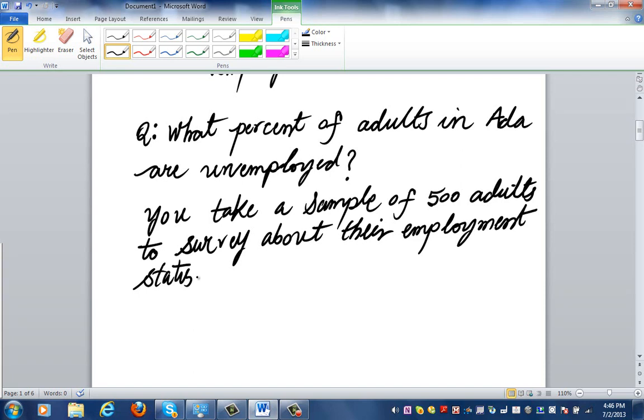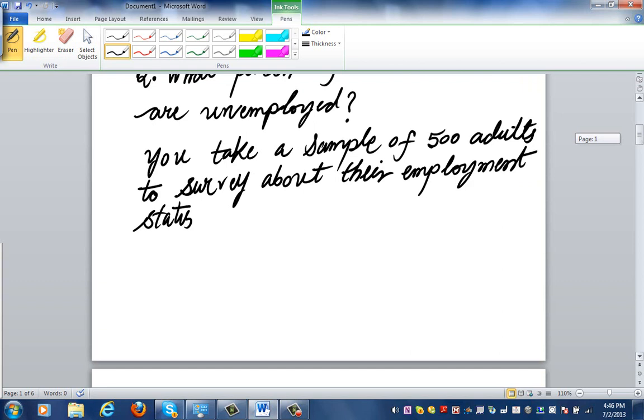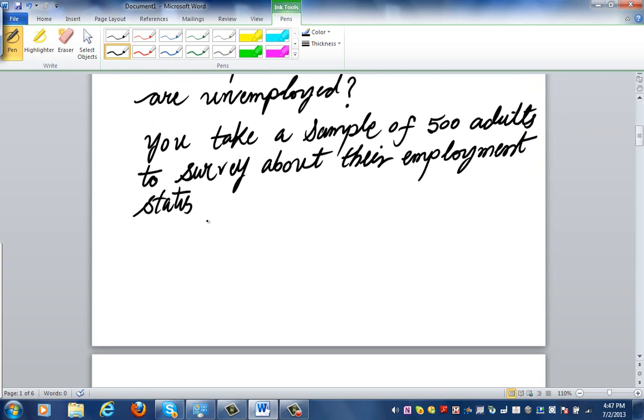And so your survey basically asks, are you employed or not employed? So there are two possible qualitative values for this variable, so we can divide our 500 adults into two categories: those who are employed and those who are unemployed.